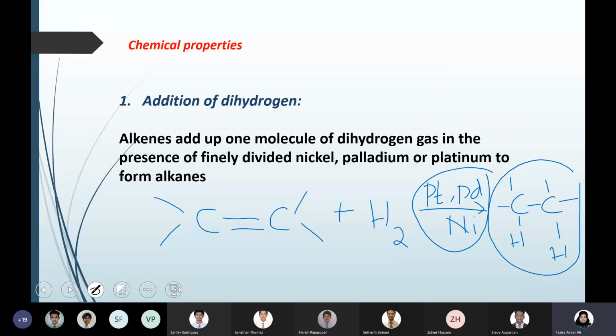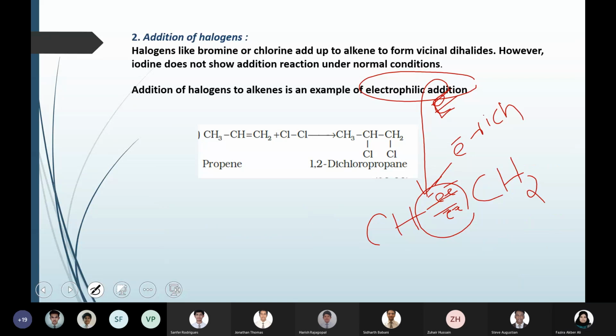This is also electrophilic addition: addition of hydrogen, addition of chlorine, because these kinds of substances are being added across the double bond. So they come under electrophilic addition reactions. Am I clear here? Yes, ma'am.